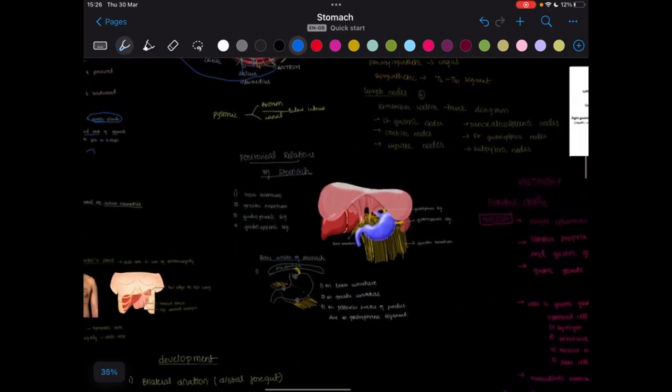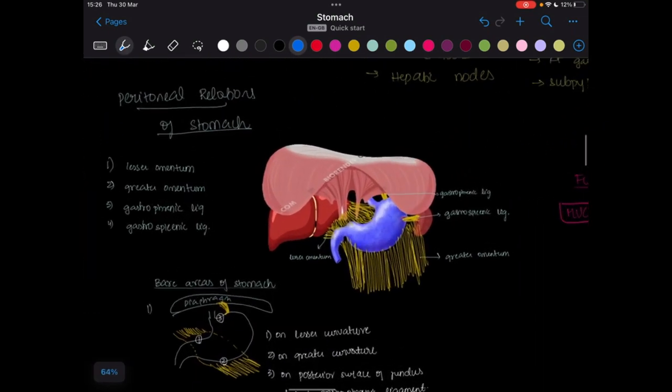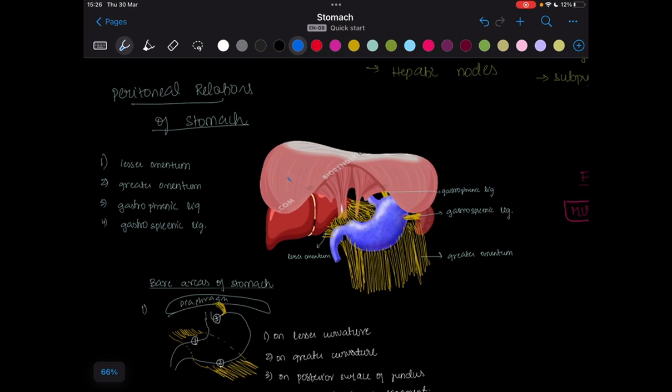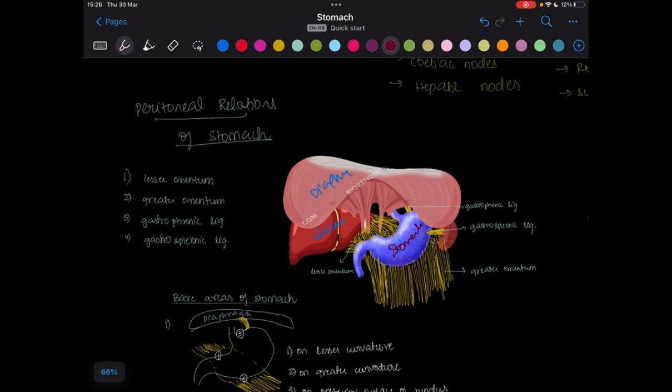First, let us see the peritoneal relations. See, this one is the diaphragm, and this is the liver, and here is the stomach, and this one is the spleen, the small structure which you see on the left side. So if we talk about the peritoneal relations, this is the diaphragm, this is the liver.